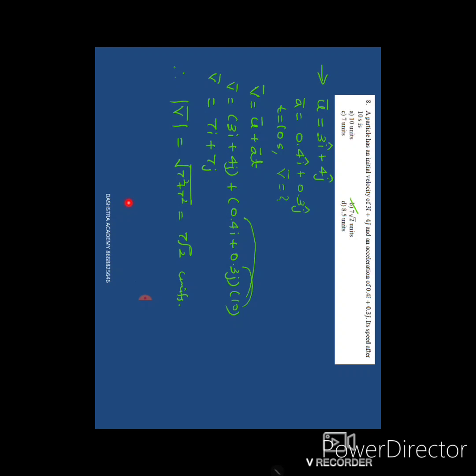Clear? Question number 9. A particle moves along a straight line OX. At time t, the distance x of the particle from O is given by the equation x equals 40 plus 12t minus t cube. How long would the particle travel before coming to rest? We have to calculate the distance covered before coming to rest. That means velocity should be equal to 0, right?